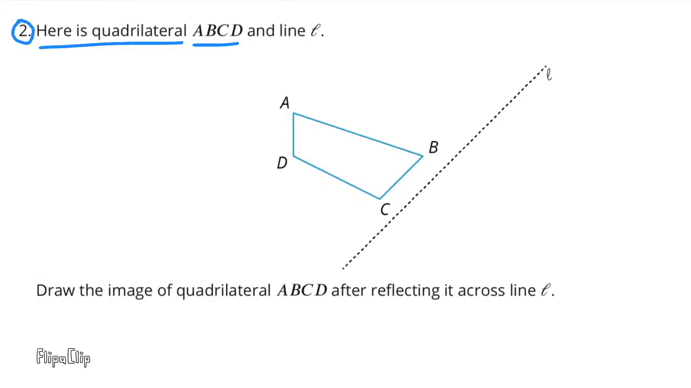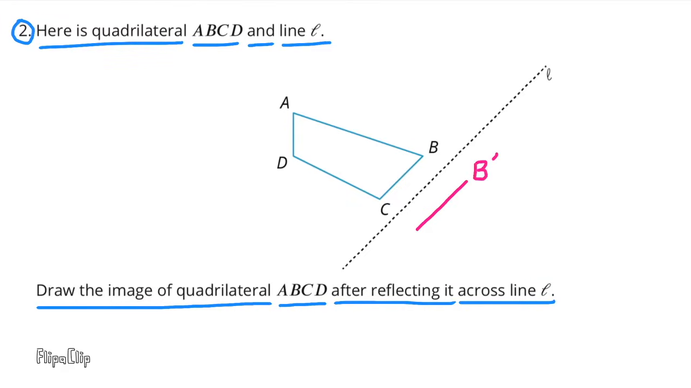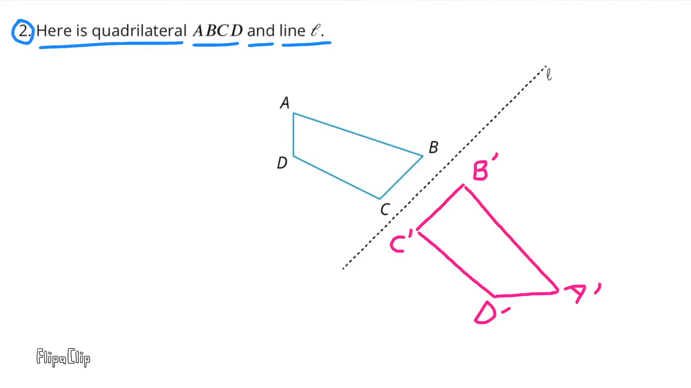Number 2. Here is quadrilateral ABCD and line L. Draw the image of quadrilateral ABCD after reflecting it across line L. Here's a look at the image after it was reflected across line L.